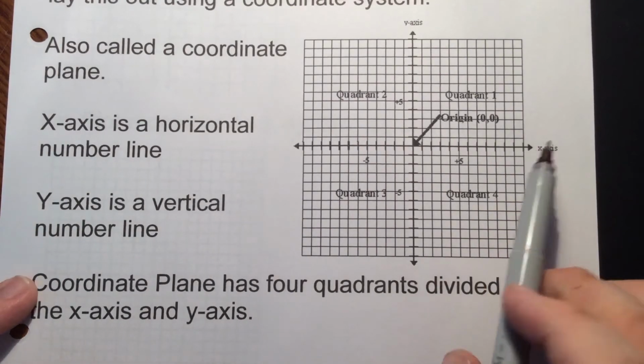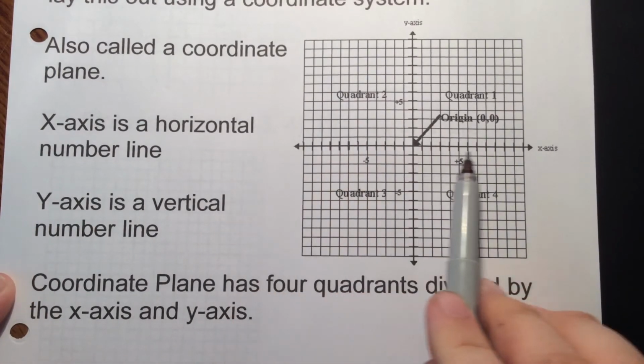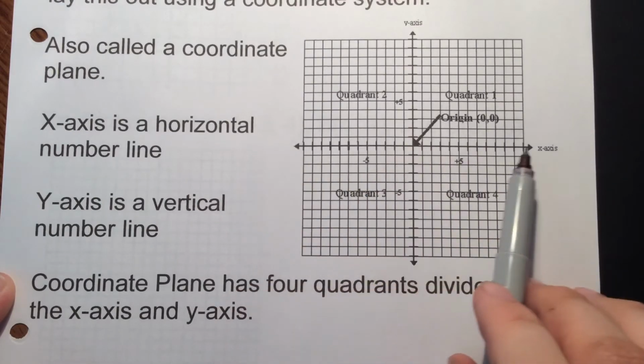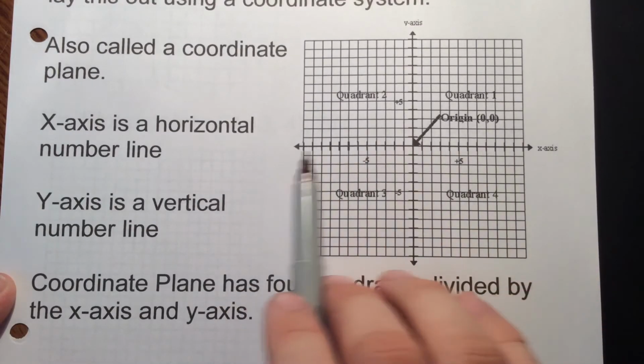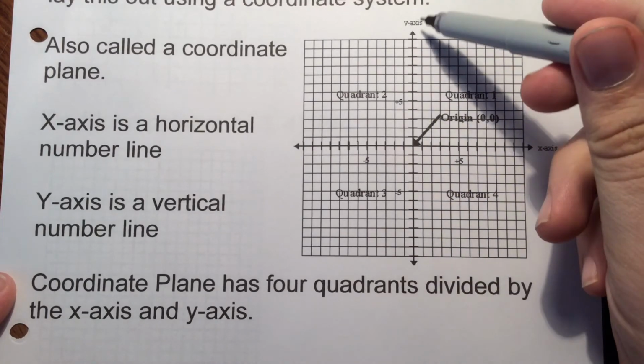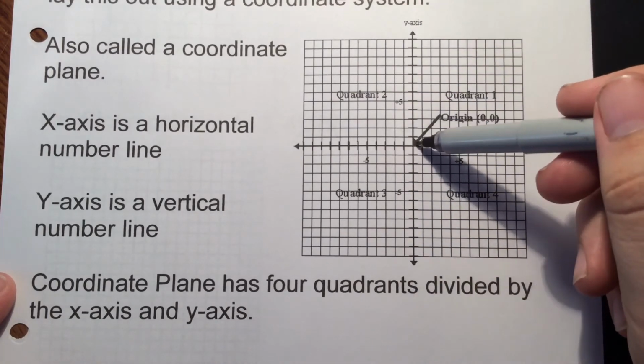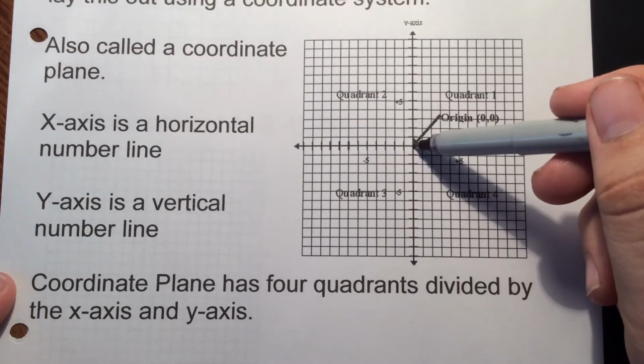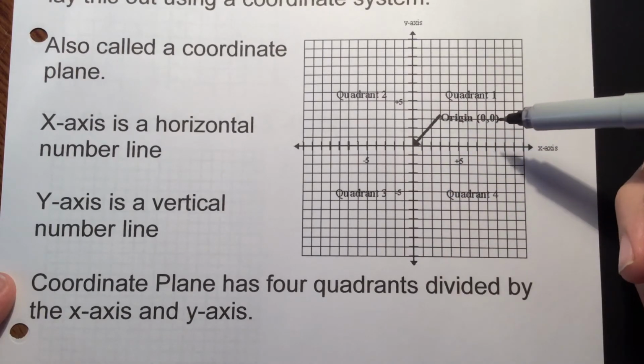You have your x-axis, which is a horizontal line, so everything left and right revolves off of the x-axis. So when you go left and right, that's the x. The y-axis is your vertical, so that's going up and down. Right here at the center where they both cross, that's the origin. That's at the point 0, 0.